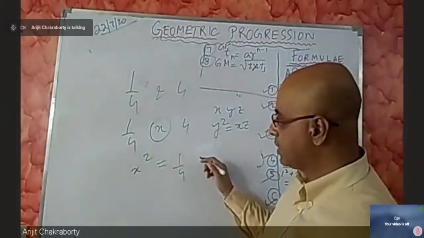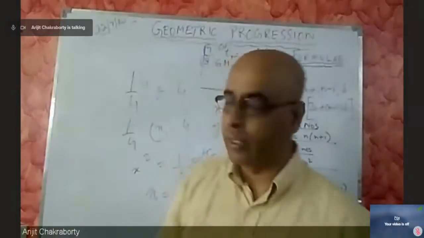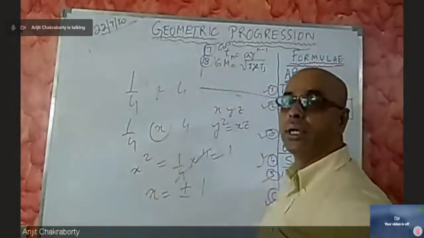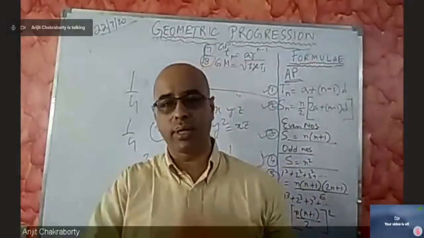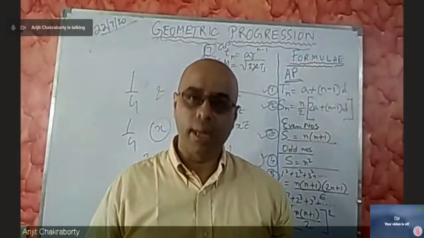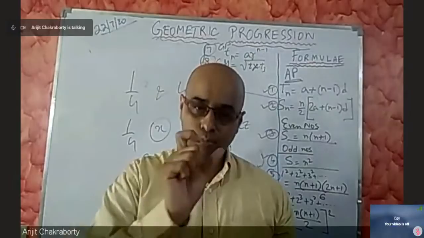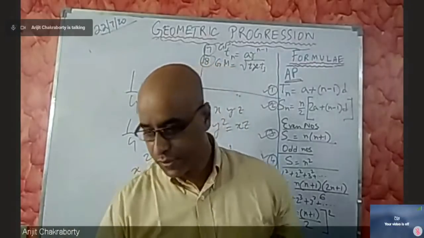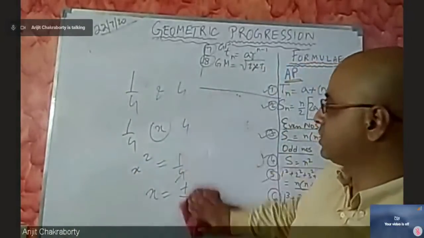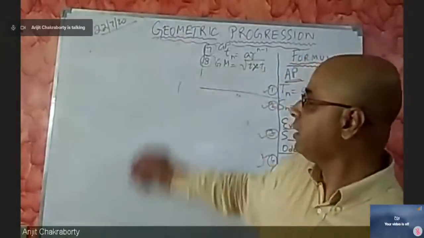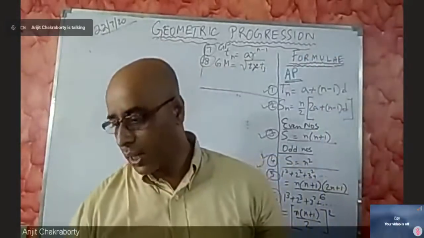Okay? So in between 1/4 and 4, it will be +1 or -1. We have to consider both the numbers, both the plus and the minus sign, both sides. Okay. So this was an easy one, and I hope you are now clear. We shall proceed to the last formula.